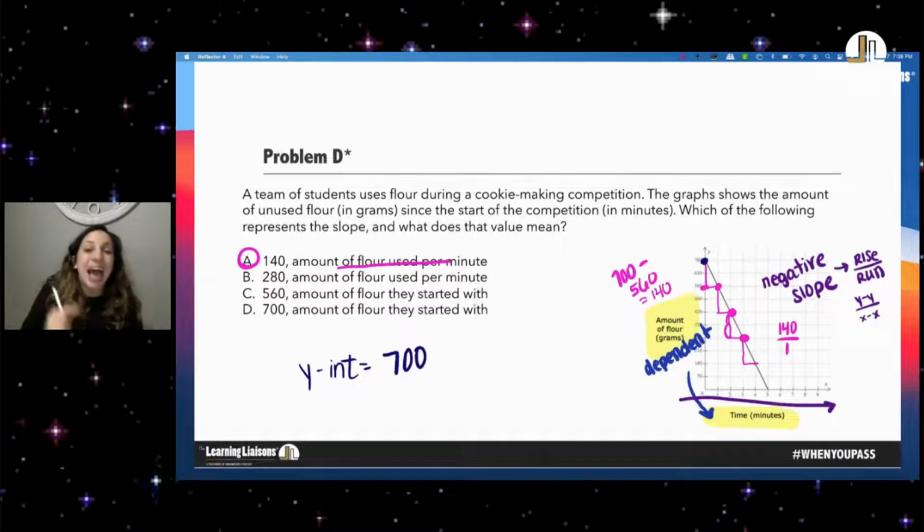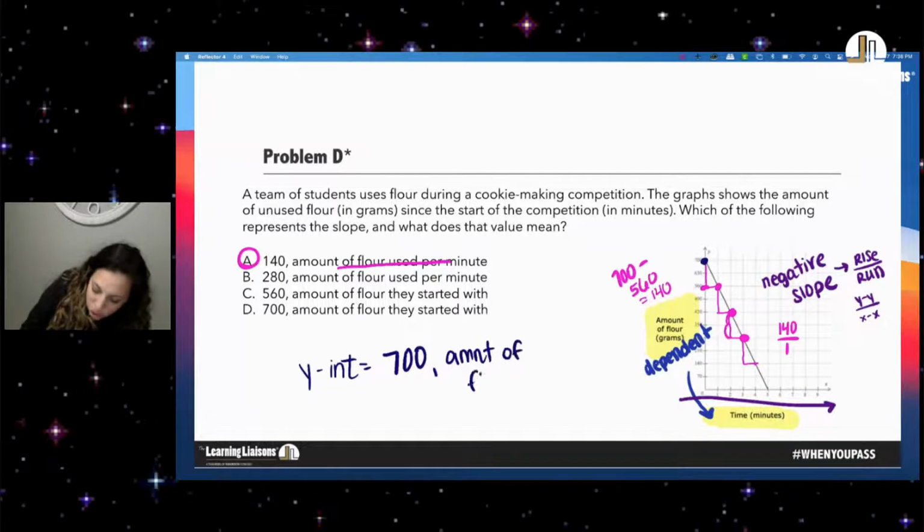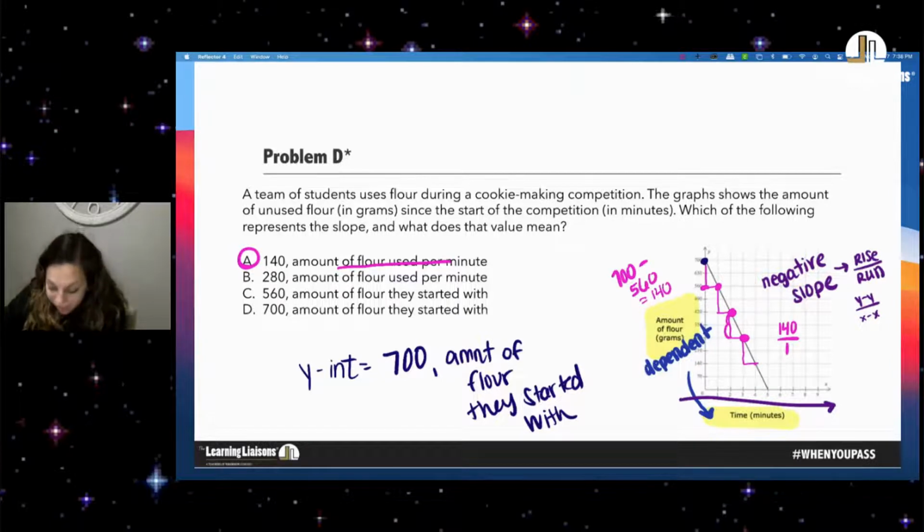And what does that value mean? That value is the amount of flour they started with. That's how much flour they started the competition with at 0 minutes, and then it declined from there. So while that's not what they asked, it's certainly an important piece of information for all of us to understand because they could ask us any question about this graph. So excellent job interpreting that. Let's go ahead and keep going.